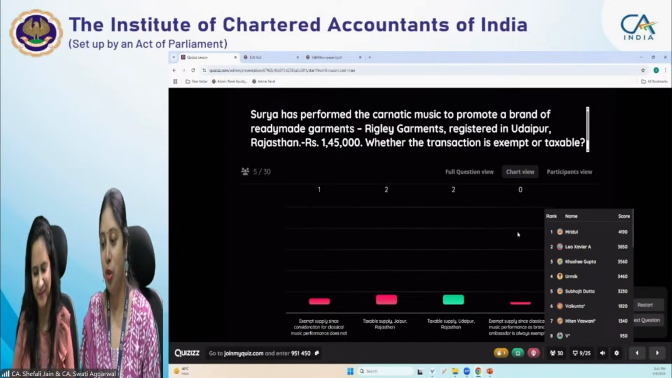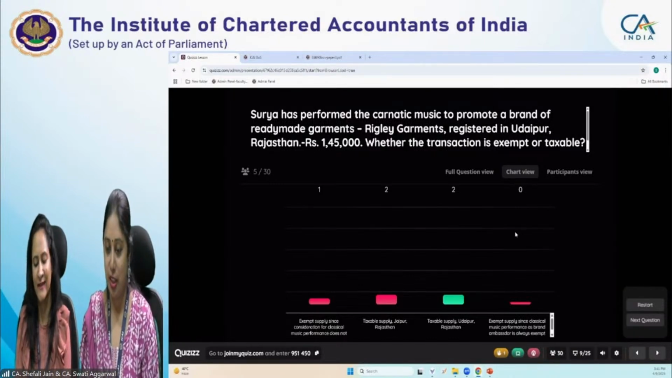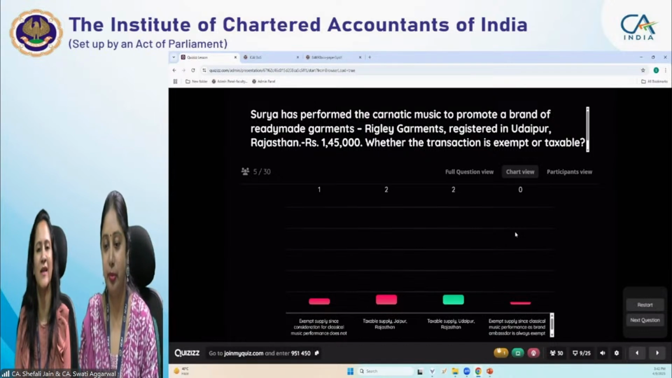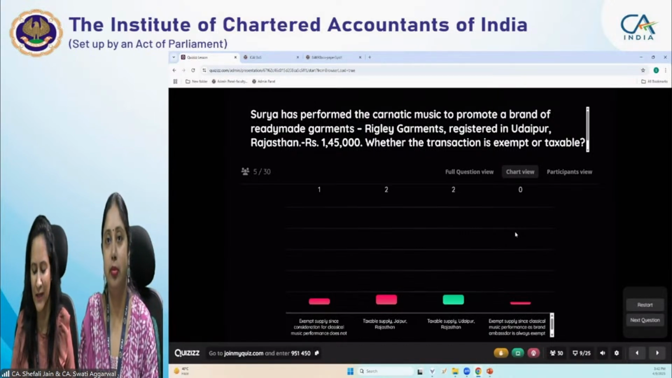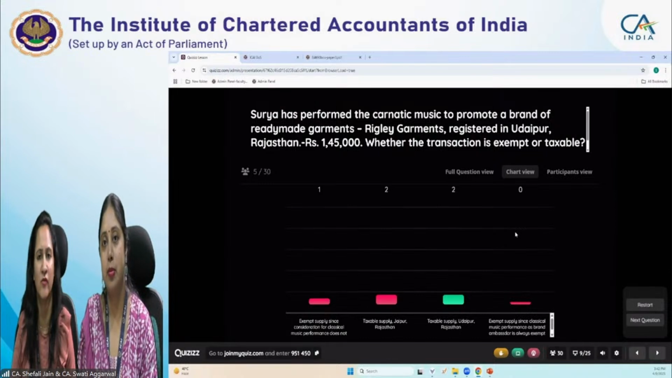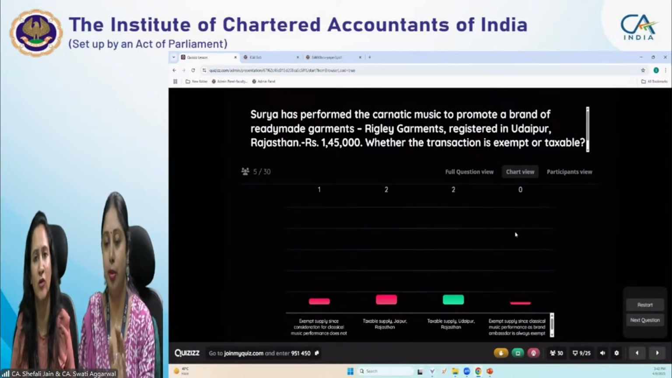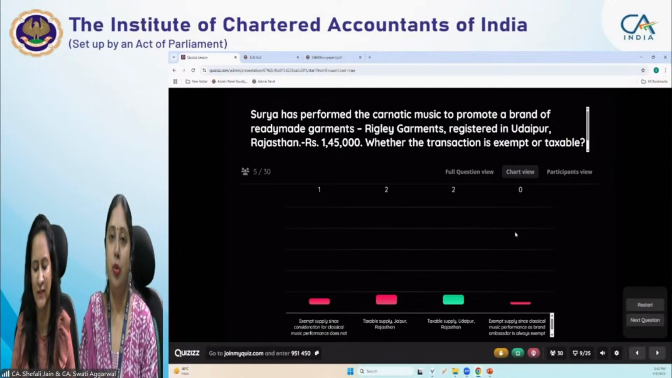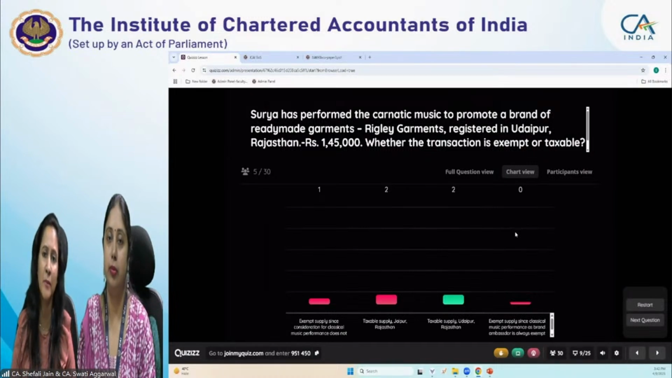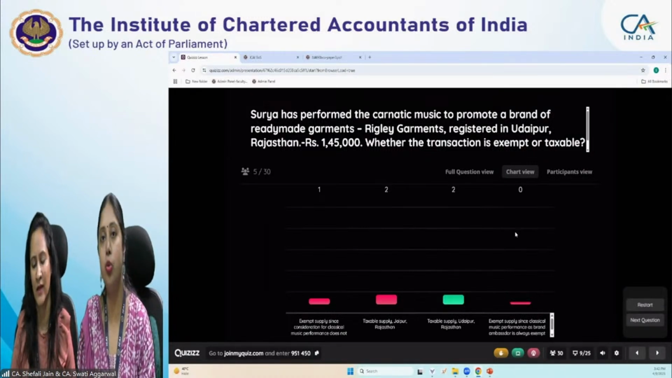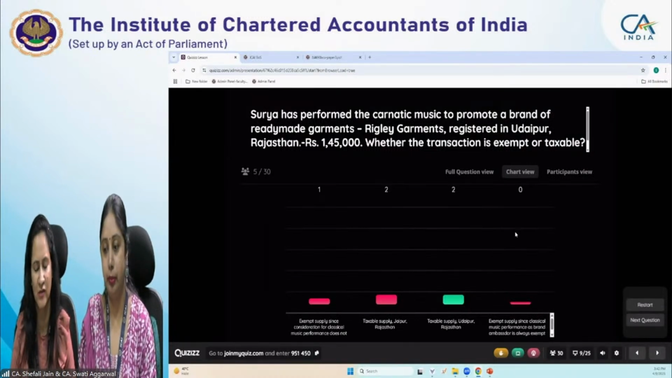So yes, that is why Mridul, I think, topped the chart, because he must have answered correctly. Musical performance by the artist Surya is not exempt, even though the consideration charged for this performance does not exceed rupees 1,50,000, that is the cutoff threshold limit. 1,50,000 is a threshold limit, and here the amount is rupees 1,45,000. Why? Because he has performed as a brand ambassador. That is an exception to the exemption. That is why the same is taxable.